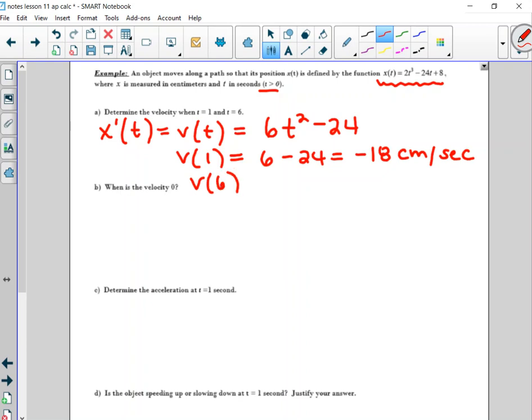And then the velocity at time 6 is 6 times 6 squared minus 24, which is a big number, 6 cubed minus 24, 192 centimeters per second. If they don't give you any information about units, then we just don't include units. If they do give you information about units, you should include them, and it usually prompts you to make sure you include units. Okay, so velocity in this case, since the position is measured in centimeters, time is measured in seconds, my velocity is going to be in centimeters per second.